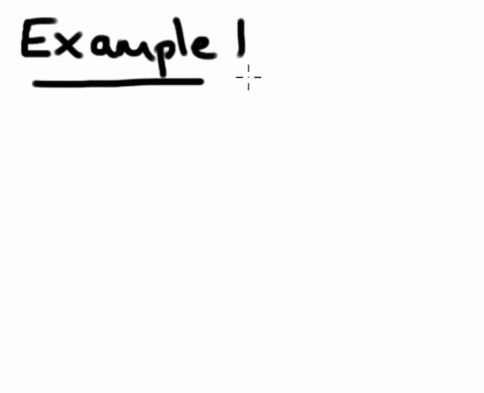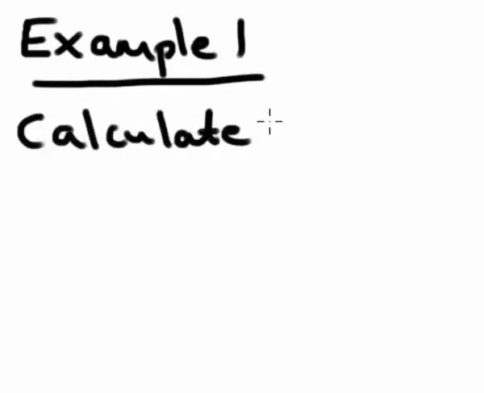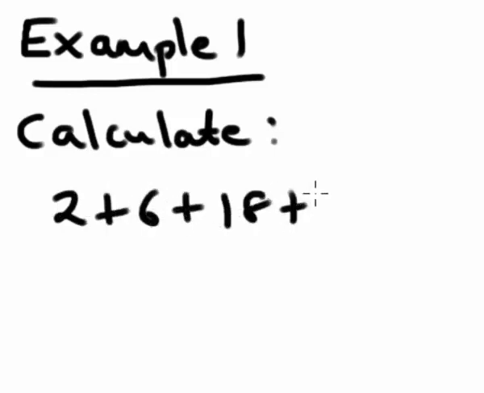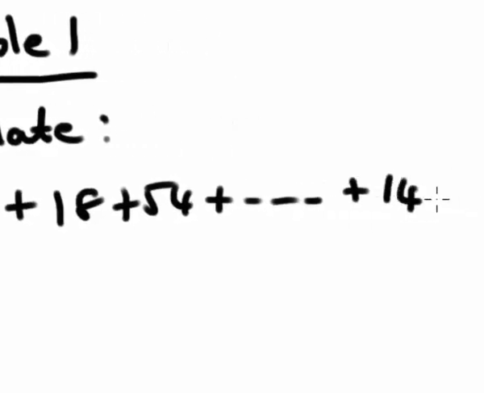Okay, grade 12s, let's explore some further examples involving the sum of a geometric series. So I said to you, calculate the sum of this: 2 plus 6 plus 18 plus 54, all the way up to a given term in the series. And I said to you, add that up.